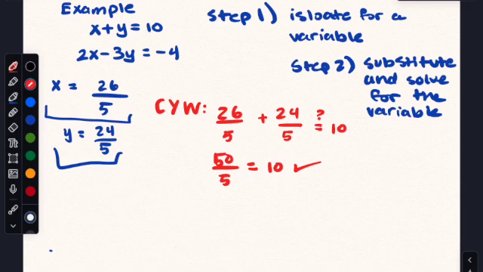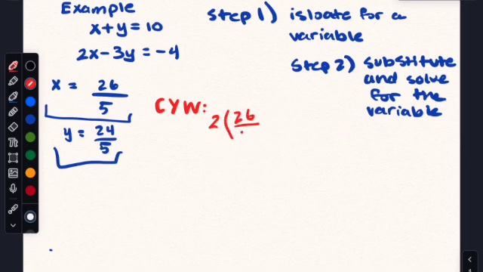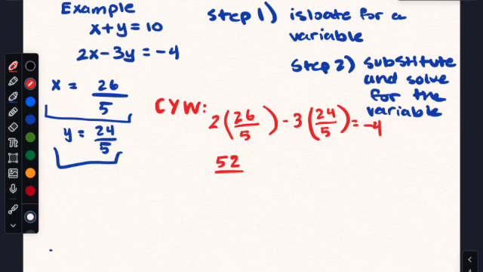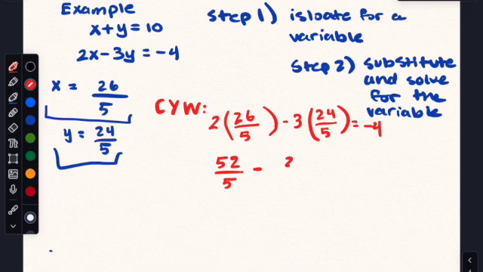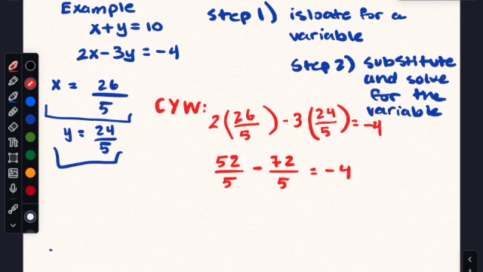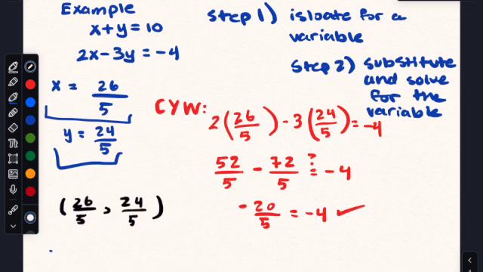Okay, so it does seem to work for the first equation. Let's go ahead and check the second equation. Seems like it's going to also work for the second equation. So we know our solution is 26 over 5, comma 24 over 5.